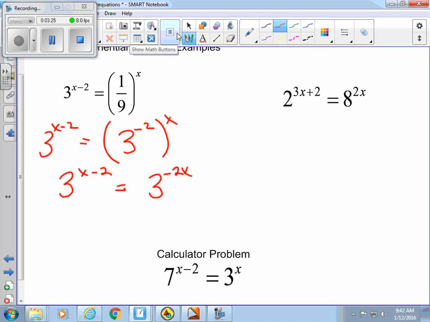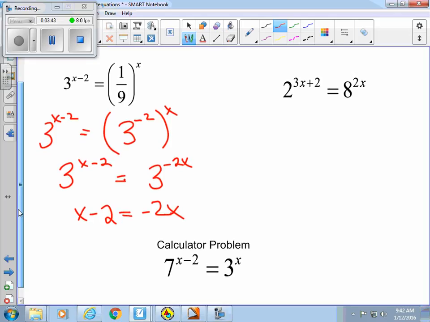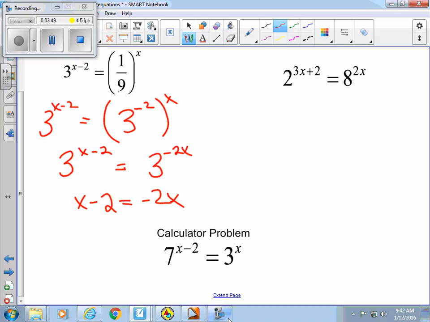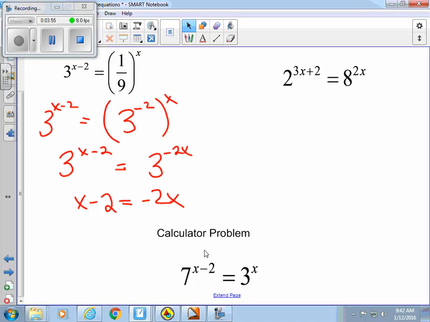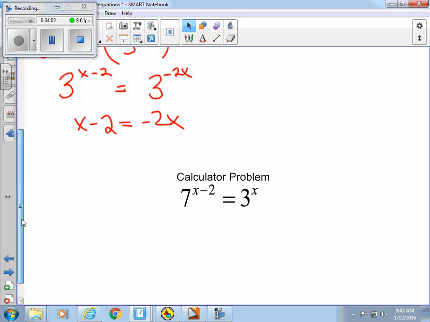If 3 to the x minus 2 equals 3 to the negative 2x, wouldn't x minus 2 have to equal negative 2x? Right? Which part? Which part, Jessica, can you not see? Any questions so far? I'll move it down a little bit. How far?